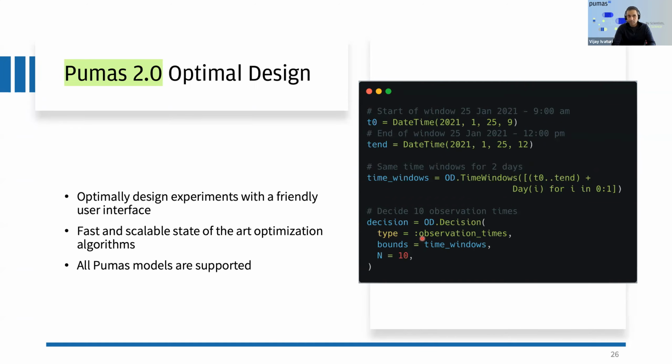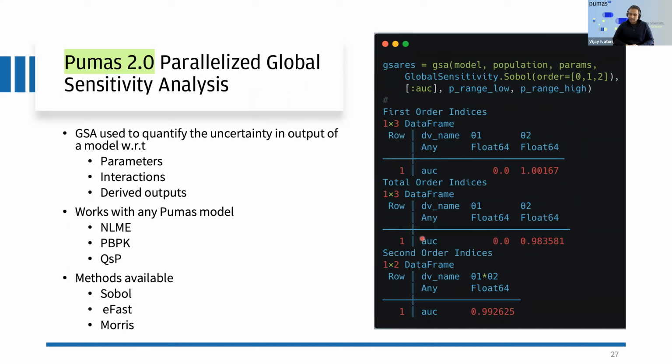Then in 2.0, we also have parallelized global sensitivity analysis. And those of you who are working with multi-scale models like the PKPD models understand why this matters in these multi-scale models. But starting 2.0, you can actually do this global sensitivity analysis on parameters or interactions or the derived outputs like AUC for regular PKPD models. And we have all three methods, Sobol, eFAST, and the Morris method, that can be used for global sensitivity analysis.